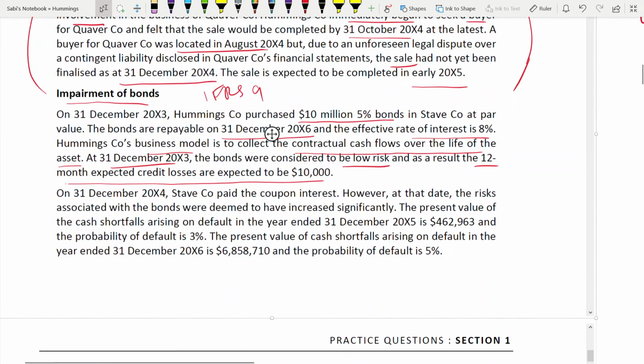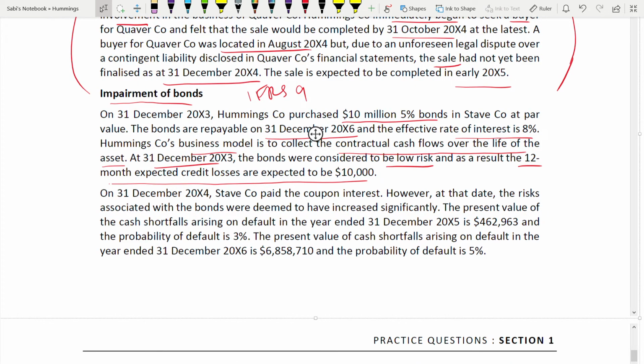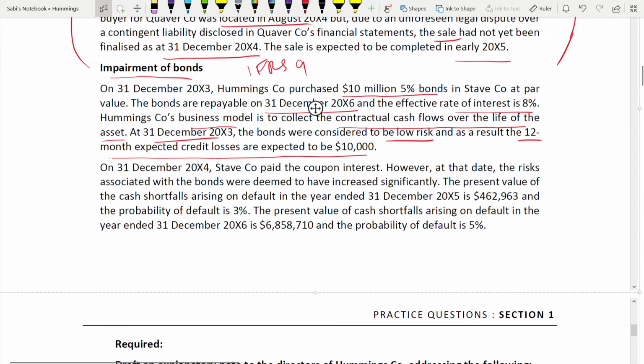Okay. So we'll read 31st December 2004 also and finish it off so that we don't have to come back here. On 31st December 2004, they paid a coupon interest, but at this date, the risk increased significantly. The present value is this much for the cash shortfalls. Cash shortfalls means because credit risk increased, you are not going to recover the entire cash. There will be some cash shortfalls. So that present value they have given you, and they will give you the probability also. The probability of default is 3%.